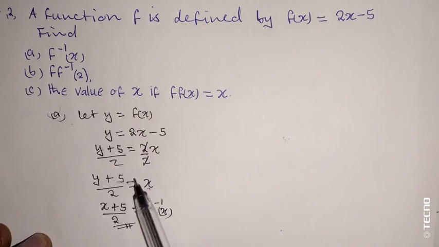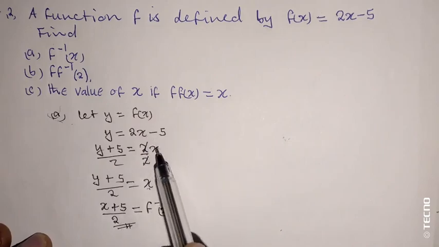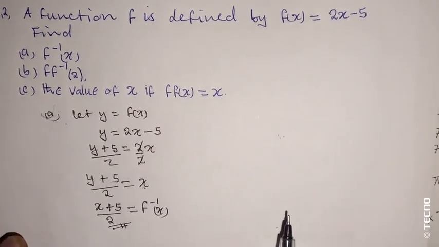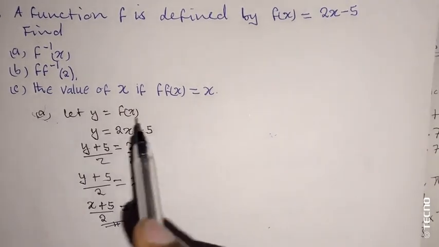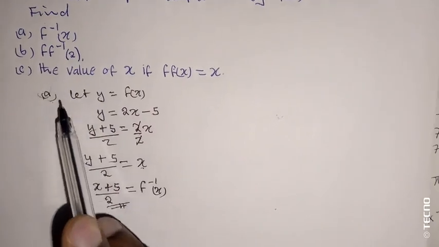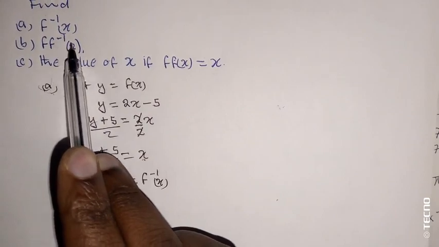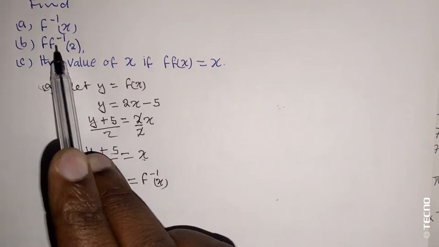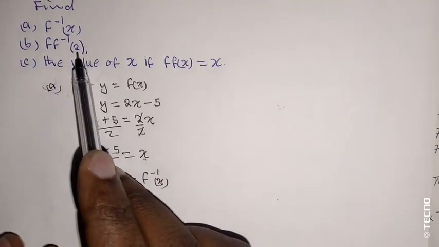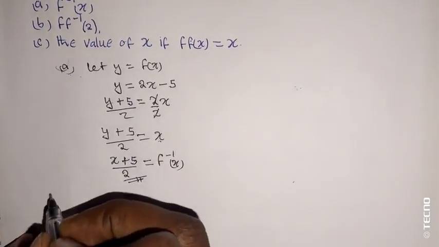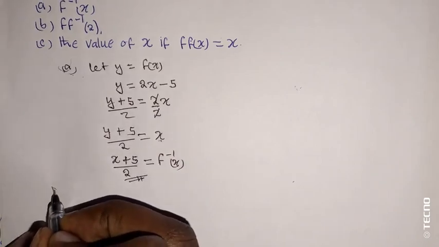Make x the subject of the formula, and always make sure that you make x the subject of the formula when you are writing the inverse of the given math problem. Okay, so having this one, we need to find f of f inverse of 2. So we put what? A 2. So having this one here, this is b.